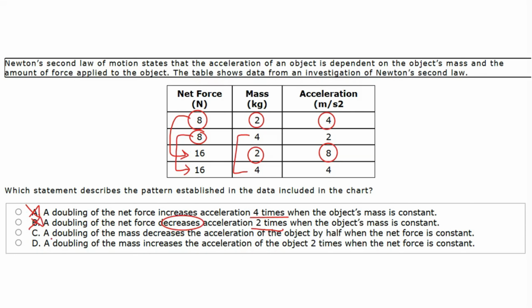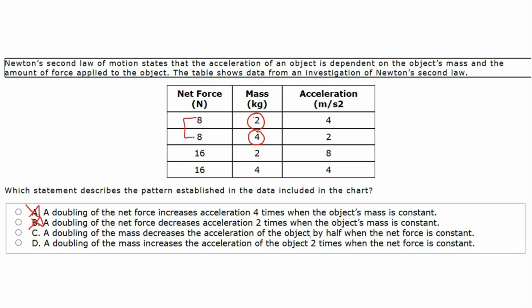The third one: a doubling of the mass decreases the acceleration of the object by half. Doubling the mass. So where exactly is the doubling of the mass coming? Let's see that. Here. This is the first one and this gets doubled. So we are going to compare the first and second here. Doubling the mass decreases the acceleration of the object by half when the net force is constant.